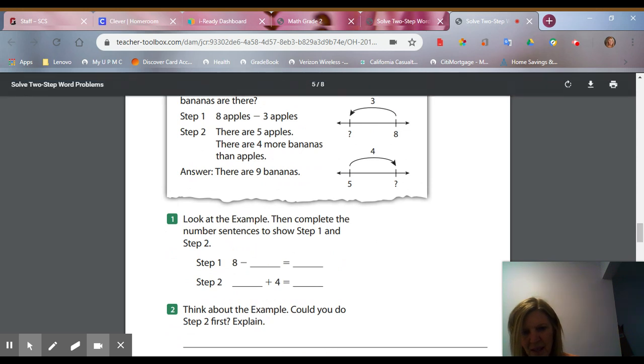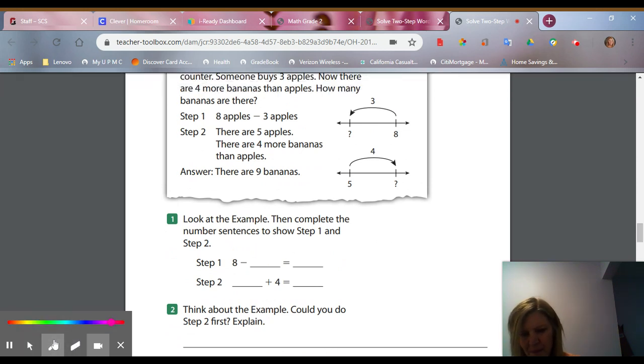Again, you take 8 apples minus the 3 apples that someone bought equals 5 apples left. Step 2, you take these 5 apples and add 4 bananas because there are 4 more bananas than apples, and it gives you 9 bananas total.